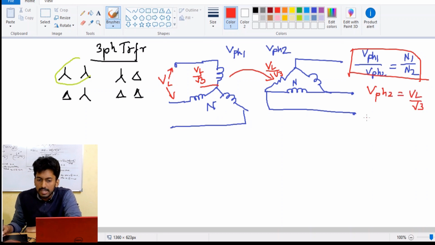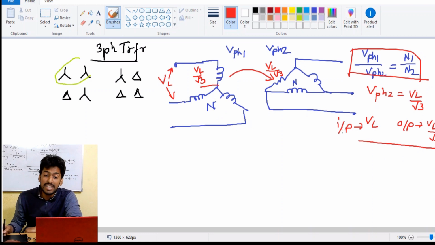And what was the input voltage? That was VL. Means what are we getting? The input voltage is VL, the output voltage is VL by √3. So this is giving us an inherent step down effect on the output terminal. But the turns ratio are the same. So this is the fact, this is the fun. We are using the same transformer with the same number of turns on both sides, but we are actually stepping down the voltage.